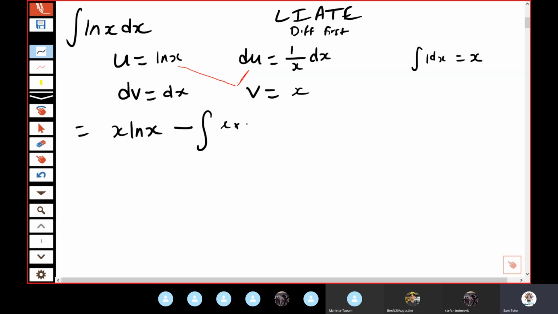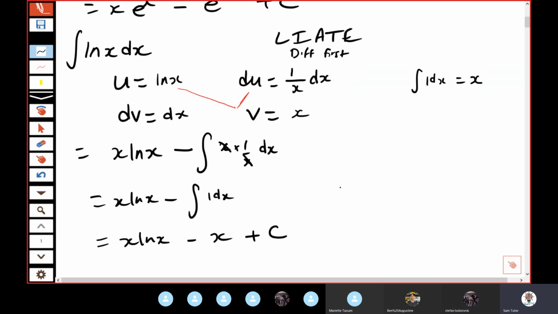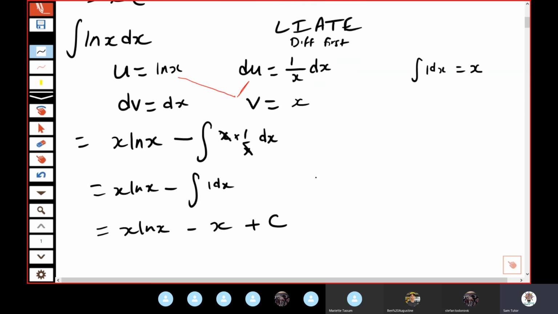What happens to this times this? Cancels. So 1. Again, you've just got the integral of 1 dx, or just dx. What's the integral of 1 dx? x plus c. Yeah, that's when we write plus c. Once you've integrated everything, you write plus c. Good. That was good for a first time. That was amazing.